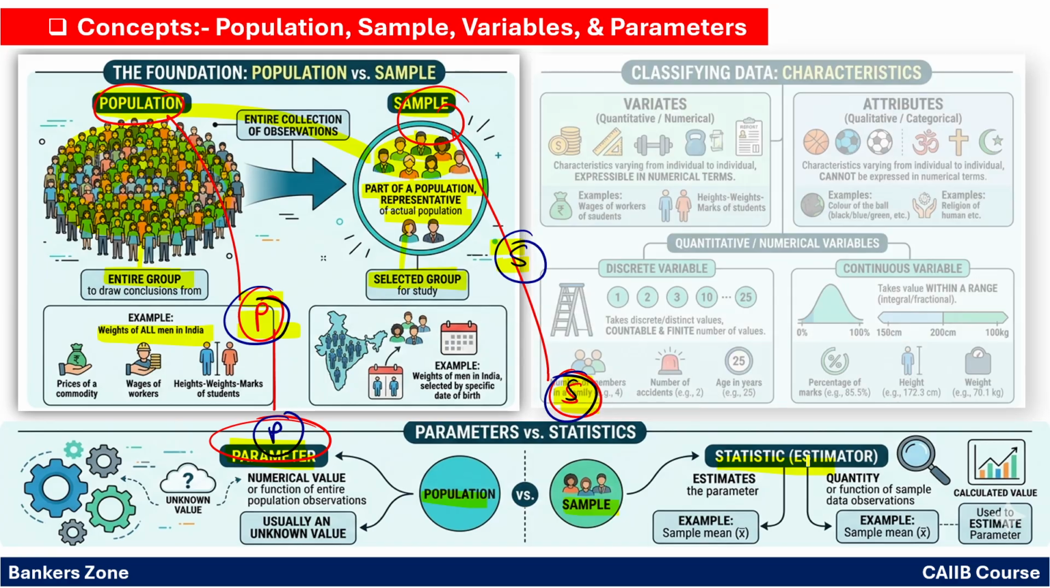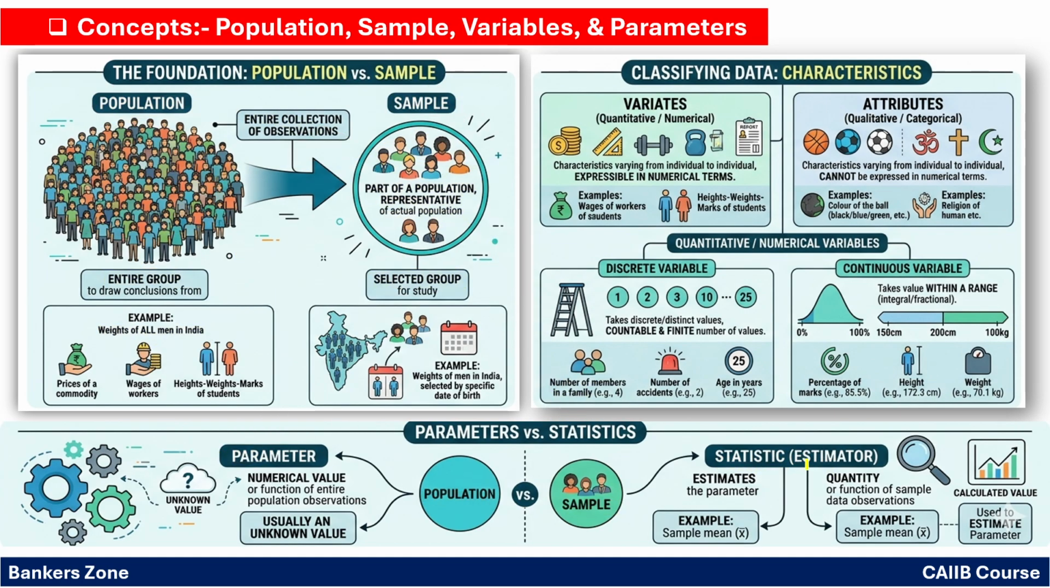Apart from that, what do you mean by variates? If we classify the data based on the characteristics of that data, we have two categories. One is called variates, another is the attribute. The name itself is indicating. Attribute simply represents some characteristic, right? Attribute means simply like a character.